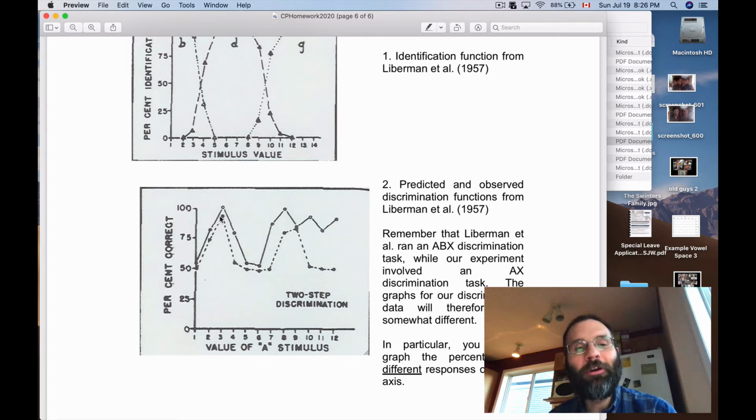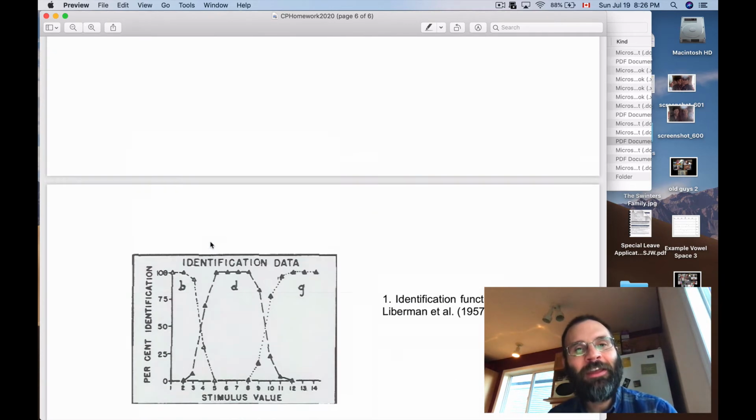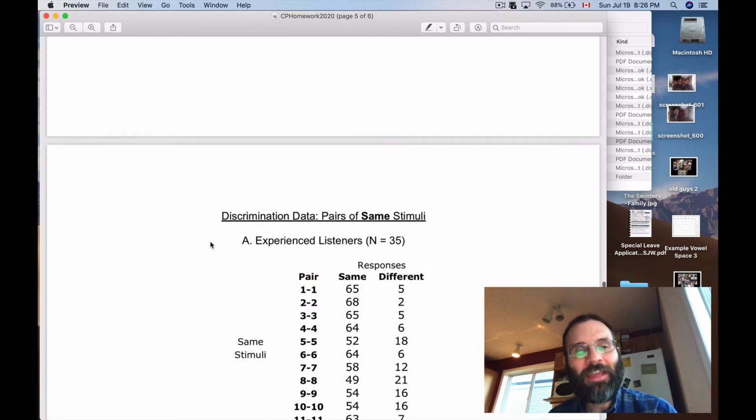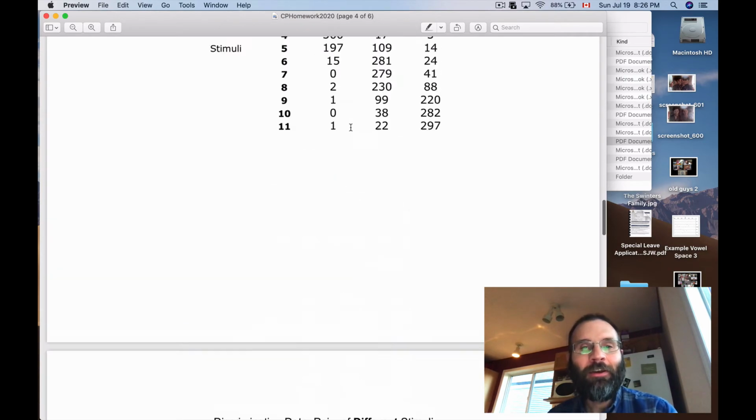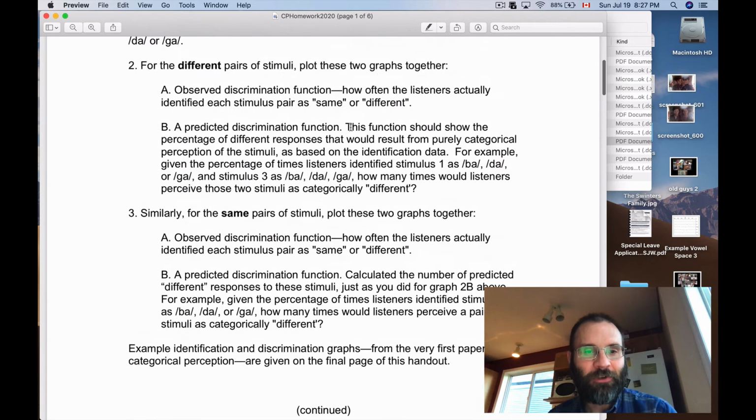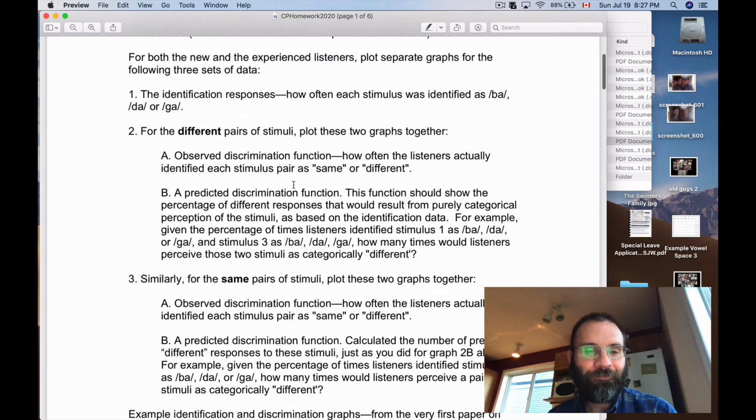And remember, I walked you through in the lecture how to calculate the predicted number of responses for any particular pair of stimuli. Do that, use that math and the numbers from these tables to make predictions about how often you're going to get, well, I think I asked you to plot different responses up here for these 2 graphs. So plot the observed discrimination function.